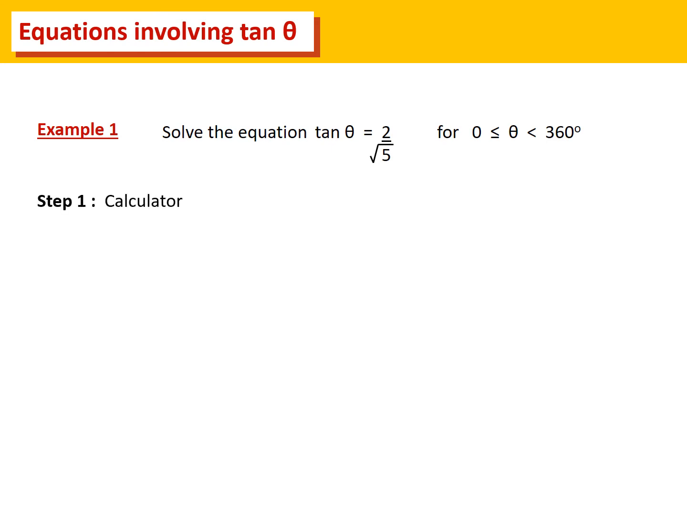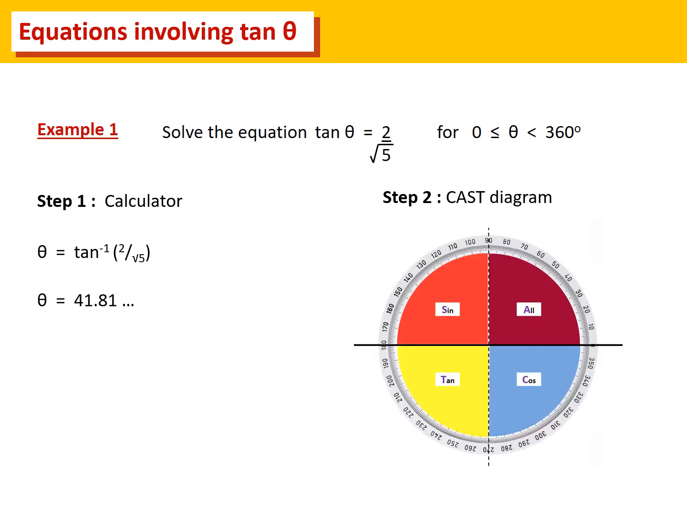Step 1, calculator, inverse tan, 41.81 degrees. Step 2, cast diagram. 41.81 degrees is 41.8 to the horizontal axis. Where else is tan positive? It's in the yellow quadrant. 41.8 degrees to the x-axis, and you'll find that that angle is 221.8 degrees. Those are our solutions.